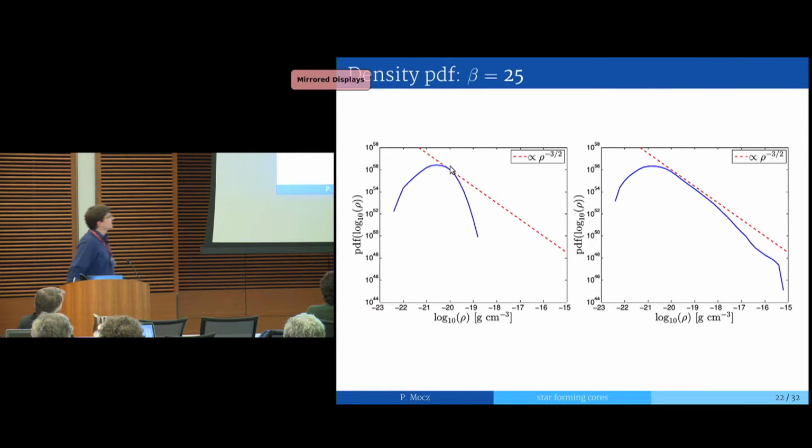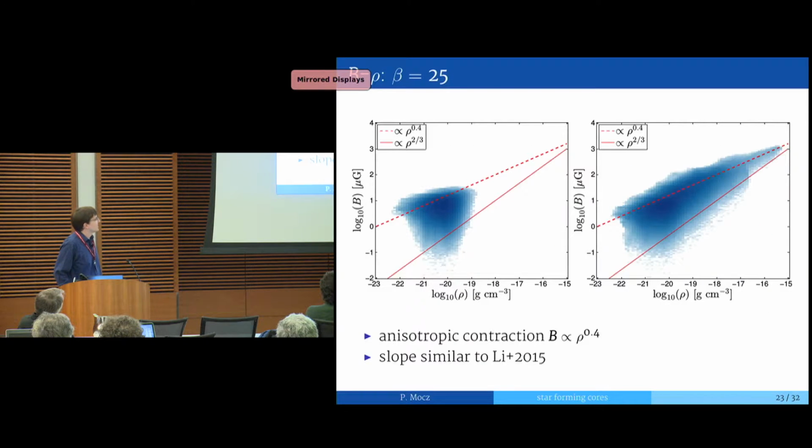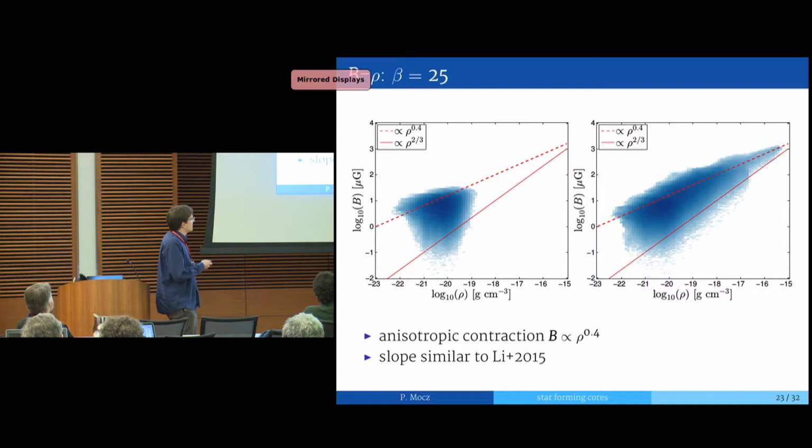So again, here's the density PDFs, which is well understood. And here is the phase space for showing all the gas in this box. And we find some signatures of anisotropic contraction, B scaling roughly rho to the 1/2 on the highest density scales. But we do see some gas lying along this 2/3 line. So if you were to sample some of this gas and fit a correlation to this, you could actually bias to higher slopes.